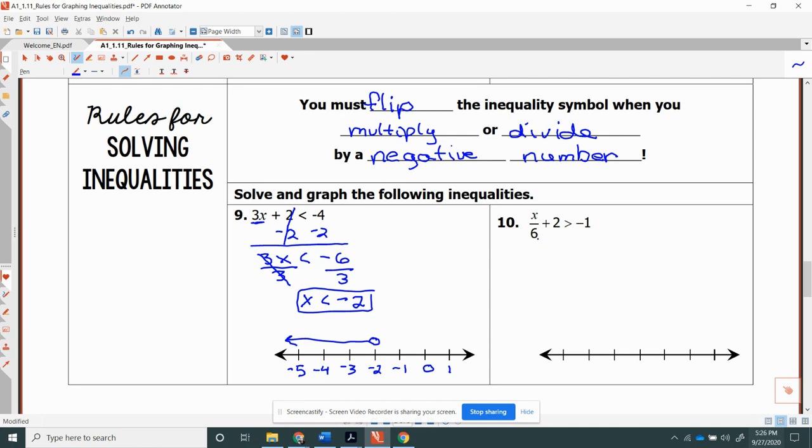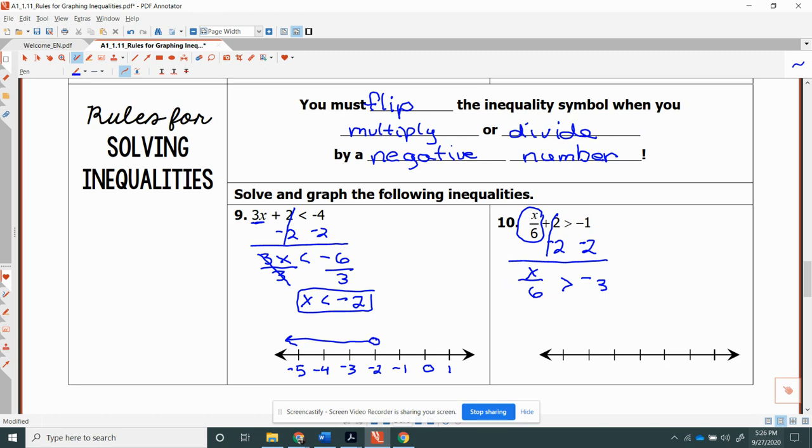Okay, we have x divided by 6 plus 2 is greater than negative 1. First, we need to isolate this term. And in order to isolate this term, we will subtract 2 from both sides. Remember, we're performing inverse operations. Positive 2 and negative 2 cancel. That gives us x divided by 6 is greater than negative 3.